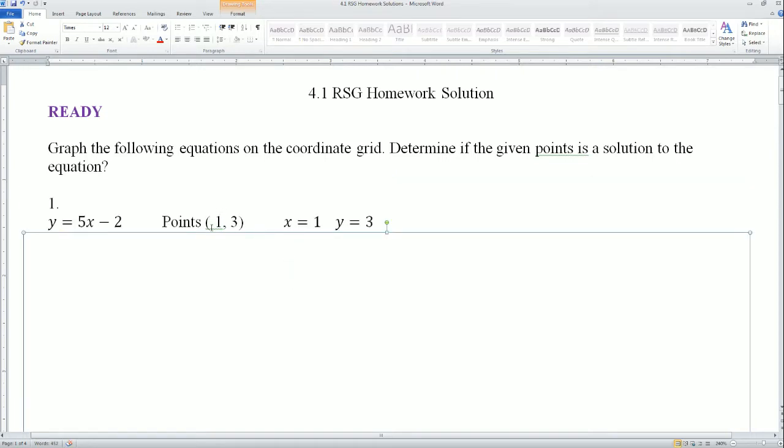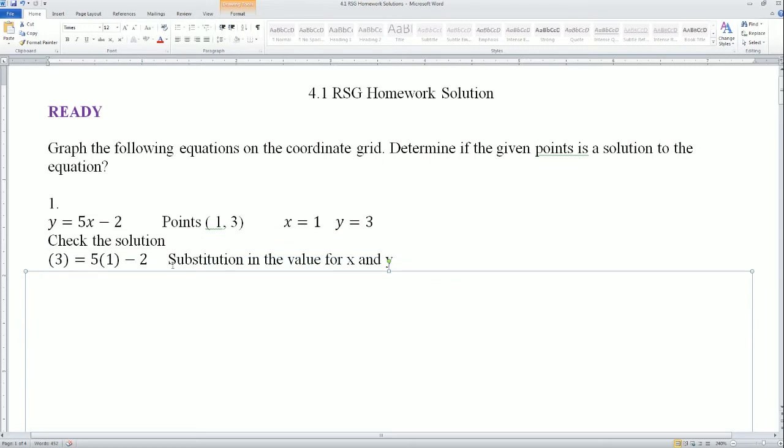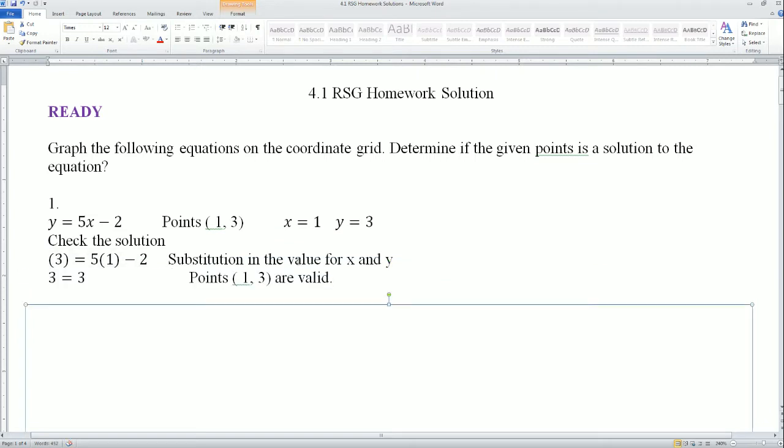Here are your points, 1, 3. So we know that x equals 1 and y equals 3 based on that point. Okay, to check the solution, you plug it in. I substitute in the values for x and y. 3 is on the left-hand side. 3 is also on my right-hand side.